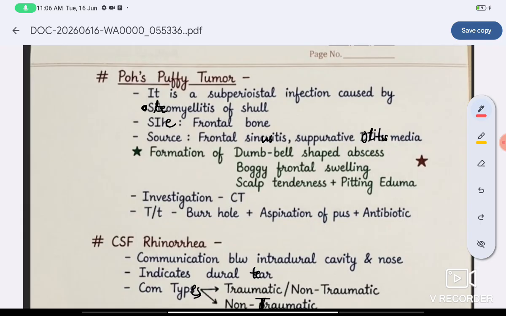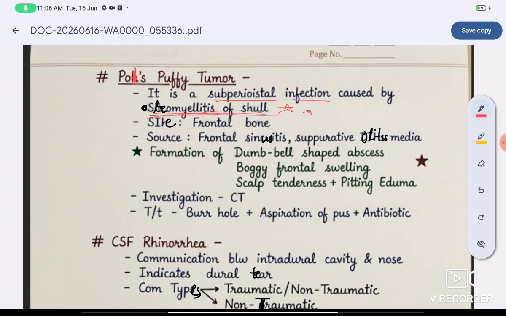Now comes the topic Pott's puffy tumor. So what is Pott's puffy tumor? It is a subperiosteal infection caused by osteomyelitis of the skull.